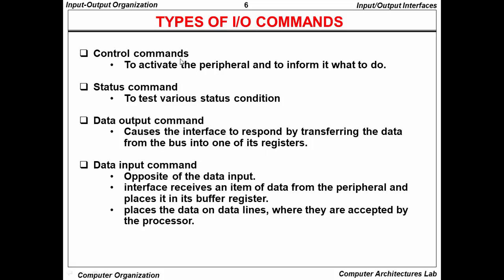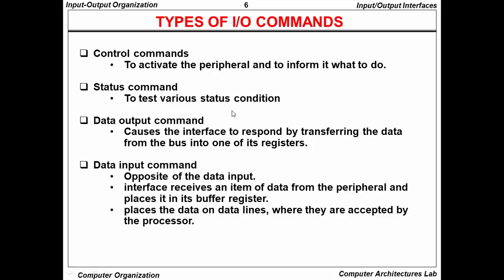Now there are basically 4 types of IO commands that are received through the command control line. First, the control command, to activate the peripheral and to inform it what to do. Then the status command, to test various status conditions. Let's say the processor wants to communicate with the printer, but the printer is right now busy, because before this request some more jobs were already pending. If the printer is busy with another job, the status bit is not set, meaning the printer is not available right now.